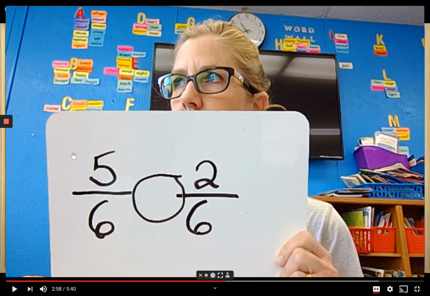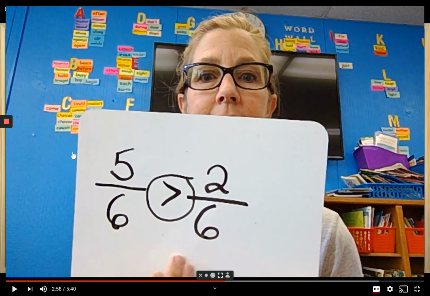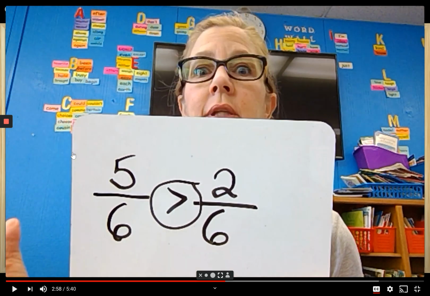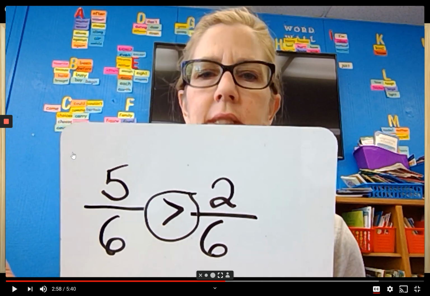All right, I'm going to do 1, 2, 3, show me. You guys ready? All right, 1, 2, 3, show me. Yes! They're both sixths, so they're the same size pieces. All we need to know is which numerator is bigger. So that's my secret for today. If the denominators are the same, just compare the numerators. Let's do one more. Then you guys can go to your book.